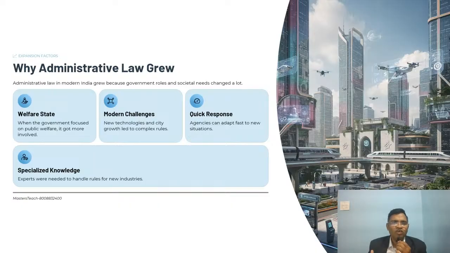Then specialized knowledge, so in order to solve problems, they need to have specialized knowledge. That is the reason administrative law is growing very fast. So experts are needed to make the rules and handle the situation for the new industries. So that is the reason administrative law is growing.